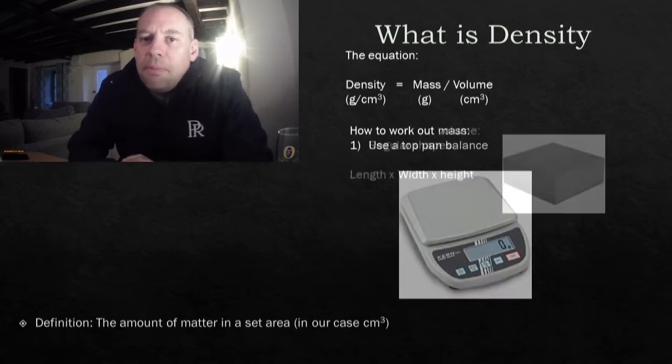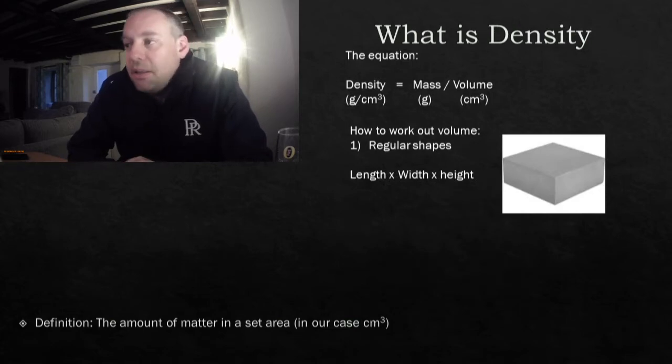The volume is going to require a bit more thinking. It depends what type of object we're looking at. The object I put on the screen at the moment is something that we call a regular object, a regular shape. That means it's going to have straight edges and it's going to be an easy volume to find. The equation that I need for the regular shapes is that to work out volume, we multiply the length by the width by the height. And that will give me the volume of that object.